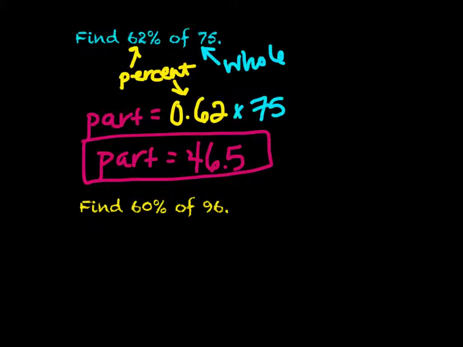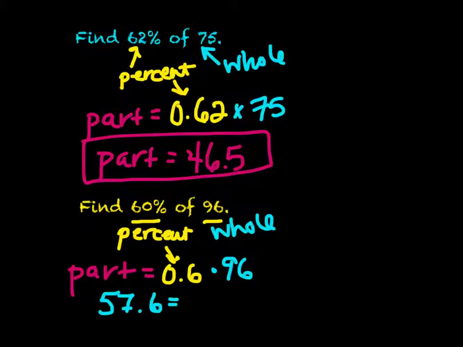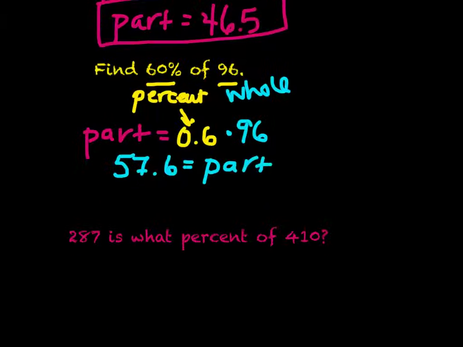Now let's try another problem. We have to find 60% of 96. Once again, we have the percent, we have our whole, and we need to find the part. So the part is equal to 0.6, that's our percent written as a decimal, times 96, which is 57.6. So that is our part. I should have done that in red. Oh well. That's one way we can do it.